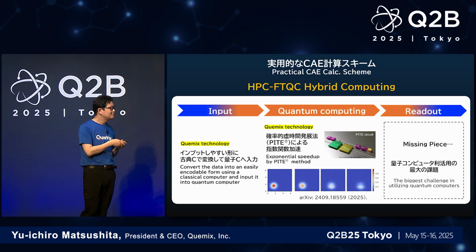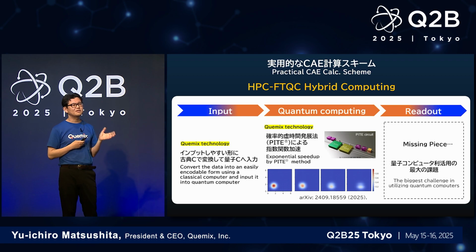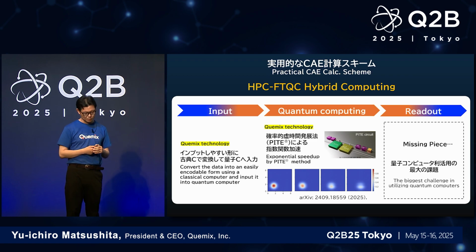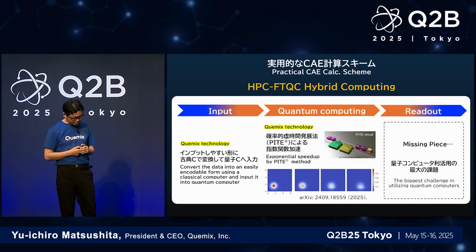However, the real problem is the readout. How can we efficiently read out the quantum state? This is the missing piece that's been searched for around the world. No one at this point in time has a specific answer to this. This is probably the biggest challenge in utilizing quantum computers.